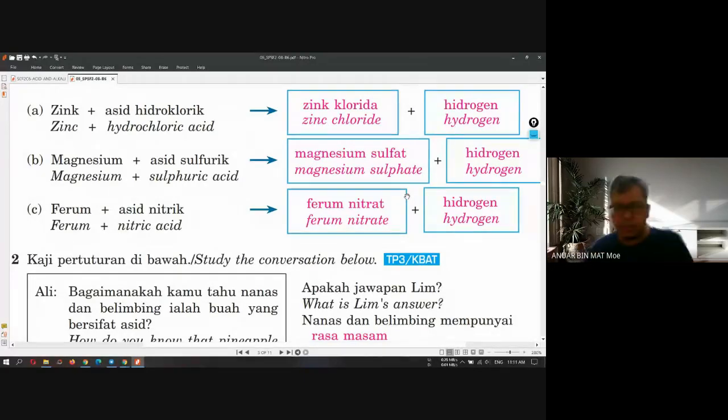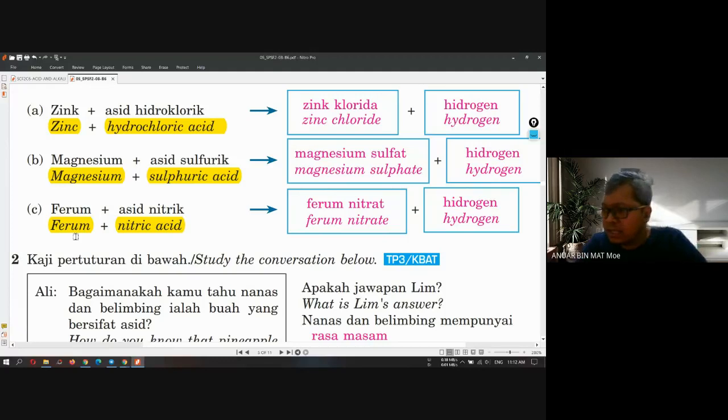Page 67. Actually there are many types of acid, and the most common acids you must know are hydrochloric acid, sulfuric acid, and nitric acid. I think in Form 2 you just remember these 3 types. And then on the left here is the metal. Number 1 is zinc, magnesium, and ferrum.